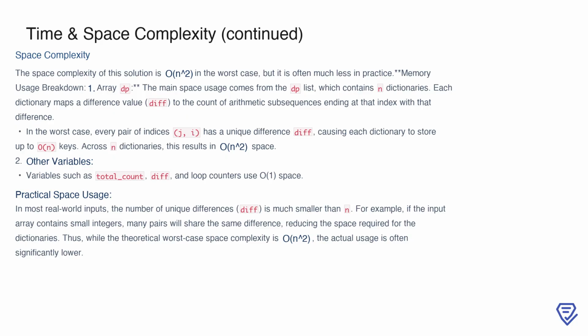However, in practical scenarios, the number of unique differences is often much smaller than n, especially if the input array contains small or repetitive values. This reduces the space required for the dictionaries, meaning that while the theoretical upper bound is n squared, the actual memory usage is frequently much lower.